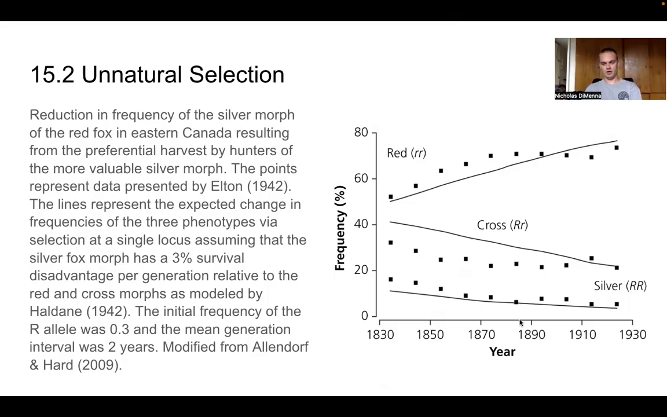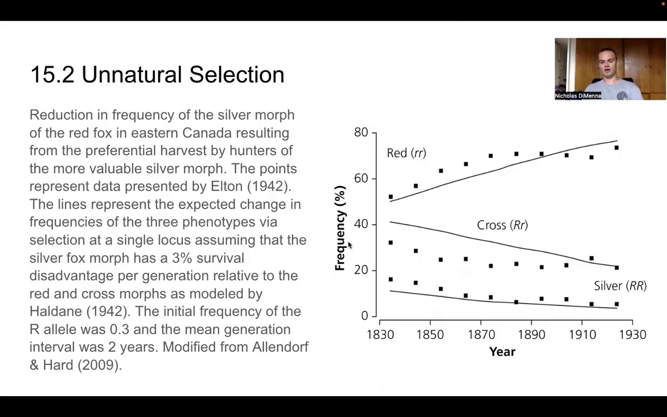I don't know if you can see my mouse, but I'm pointing to this line at the bottom that's got a negative slope because hunters preferentially kill the silver fox because its pelt is softer and it sells for more money. So just a 3% bias in hunters to kill silver morphs over the crossbreeds and the red morphs. If the hunter's out in the wild, statistically they're only 3% more likely to kill a silver one.